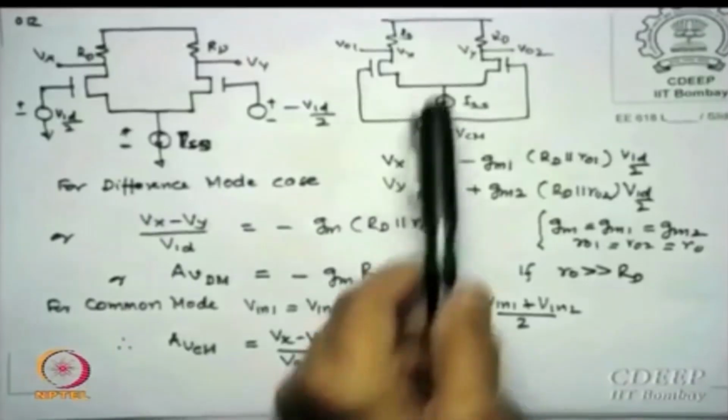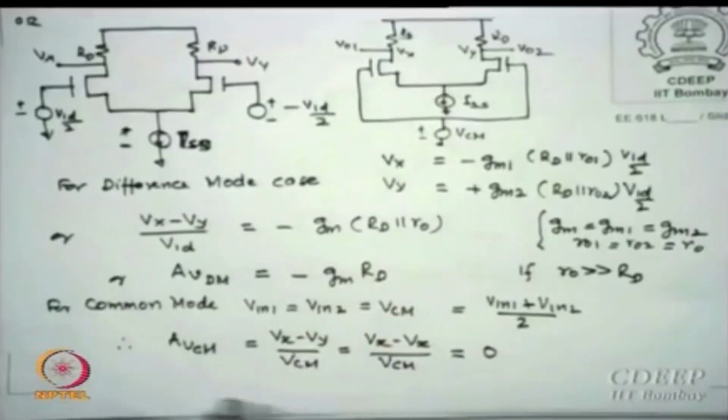However, if you look at the second circuit and do a similar analysis, Vx is equal to Vy, so both sides give the same output voltages. The difference being 0, the gain is 0. So if I now take the ratio of AVDM to AVCM, it is infinite. That means at no time will the common mode signal actually get amplified, okay. Is that okay?